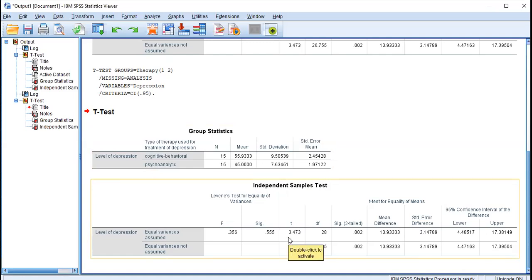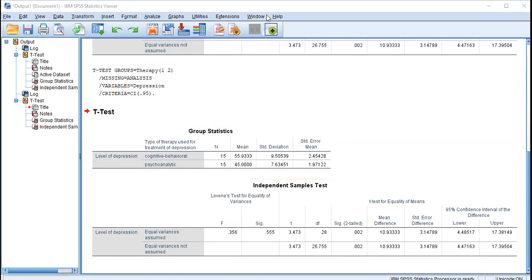Here the value of t is 3.473 with a significance of 0.002. So we are accepting the alternate hypothesis. So that is all about the test from the output file.